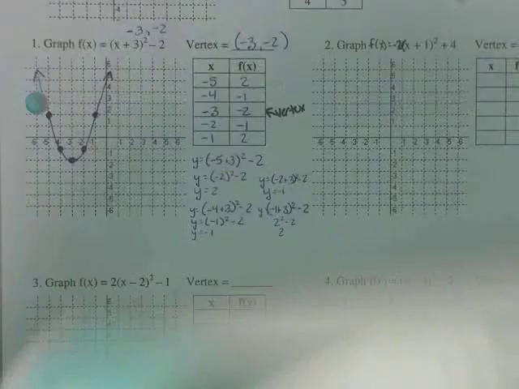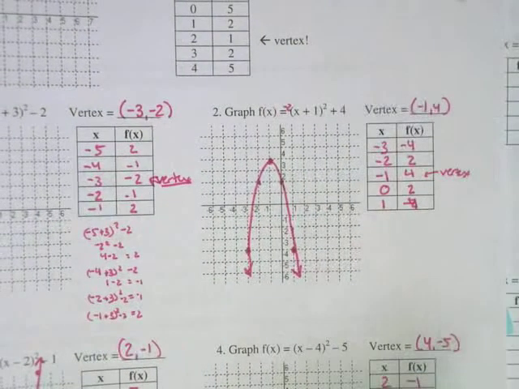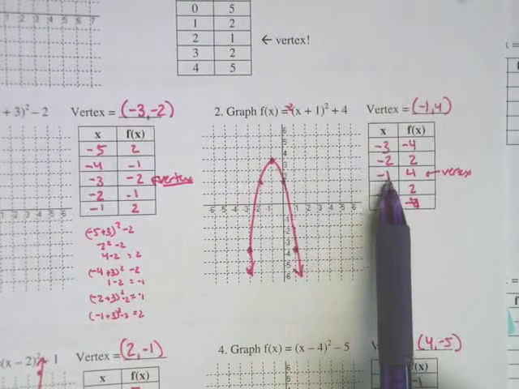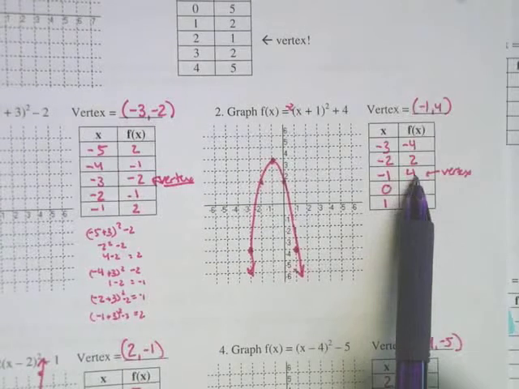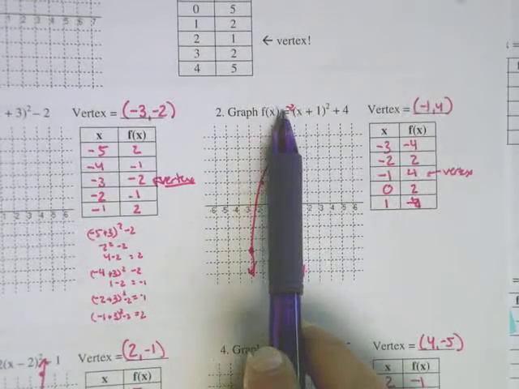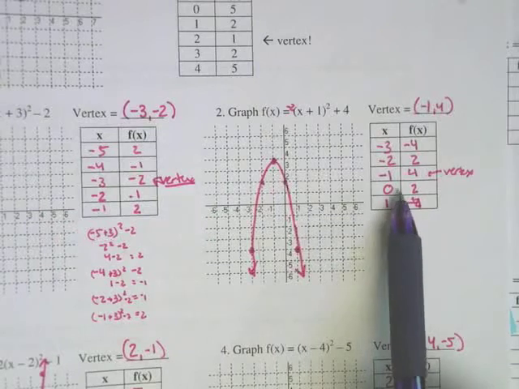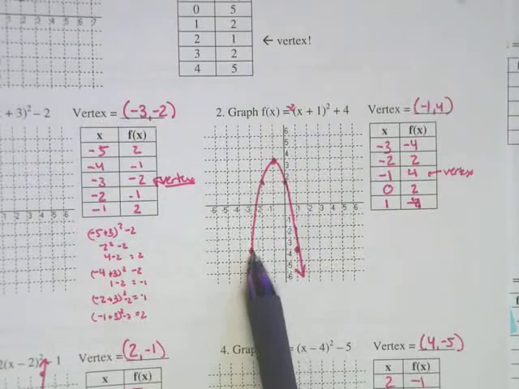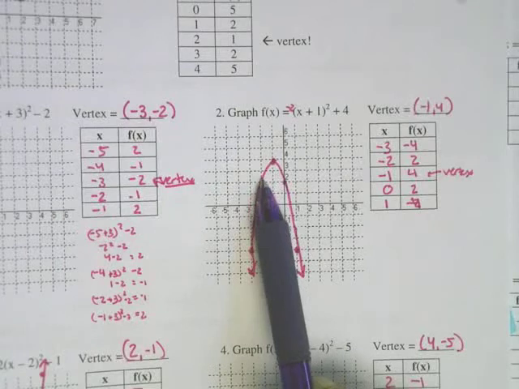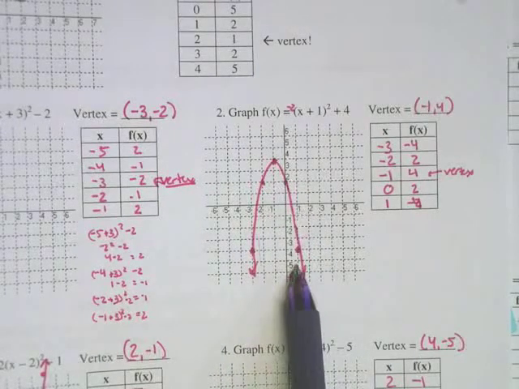Okay. I hope you're all done with 2, 3, and 4. I'm having you be honest right now because here is what I'm going to have you check. The vertex for 2 should have been -1, 4 for that one. And this had a -2 in front of it, so it was opening down for sure. And when you did all the work, these are the points that you should get. -3 down here, -4, -2, +2, and then 0, +2, and 1, -4.